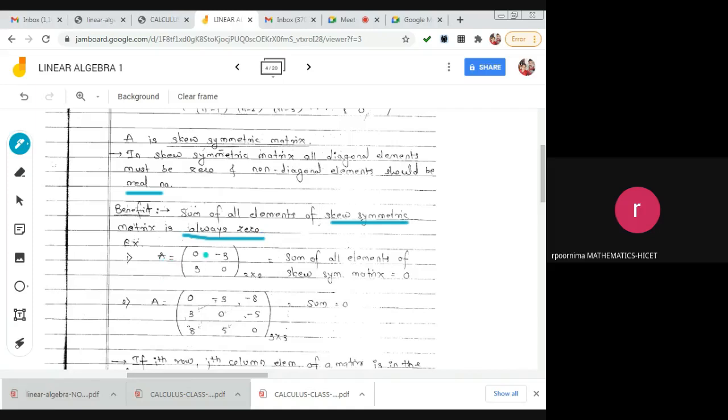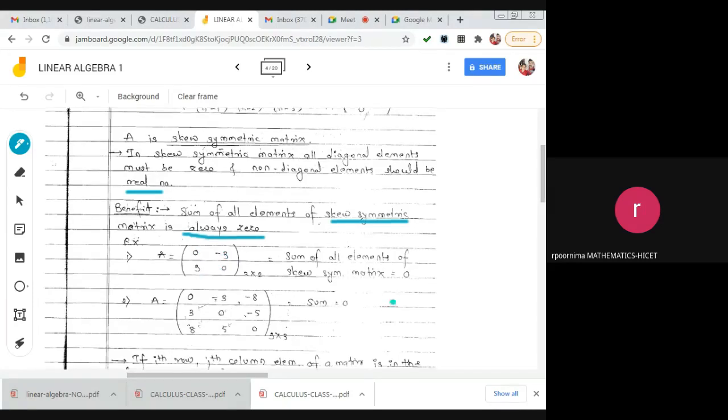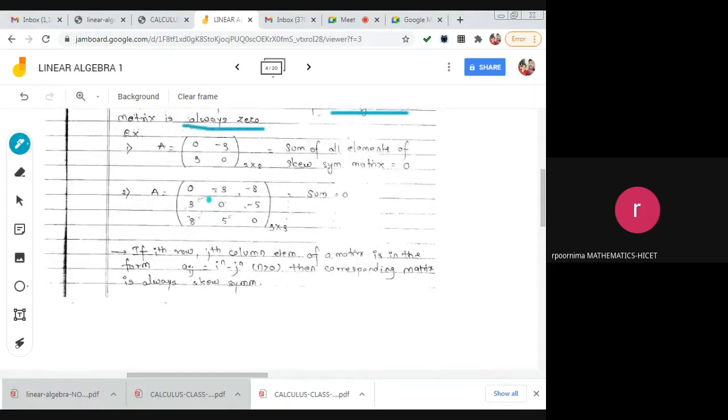For example, A is 0, minus 3, 3, 0. It is a 2 by 2 matrix. So the sum of all the elements of this skew symmetric matrix is 0 plus minus 3 plus 3 plus 0. So it is 0. Similarly, for the second 3 by 3 matrix, you can add all the elements, so that your sum is 0.